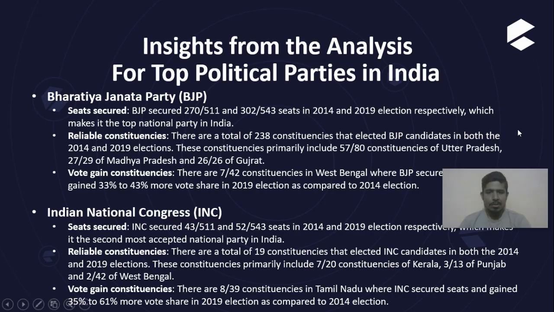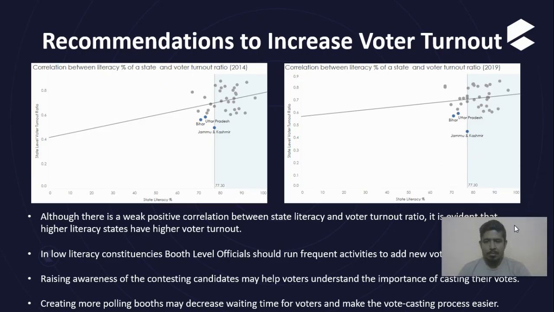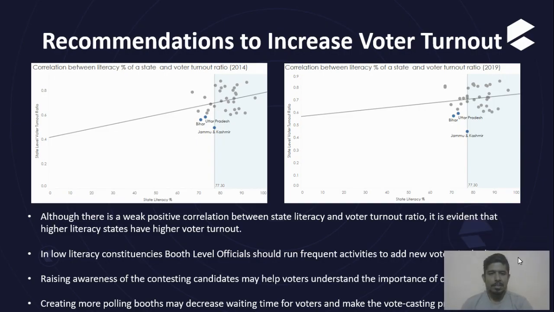This is all about insights. Based on the insights I presented in the dashboard and the queries of primary and secondary analysis, I am able to present my recommendations to increase voter turnout ratio.